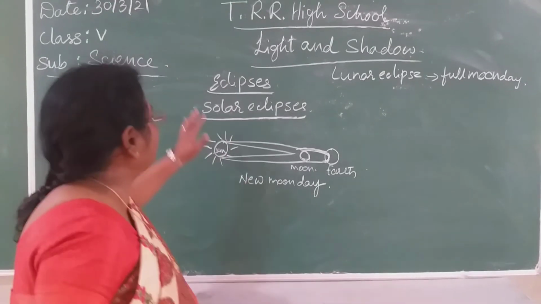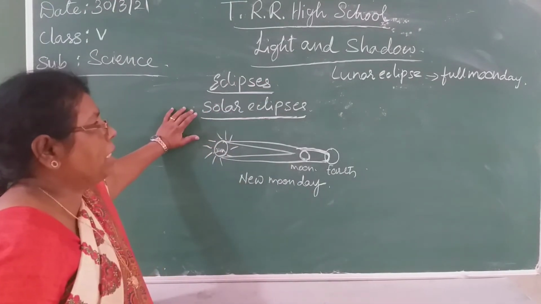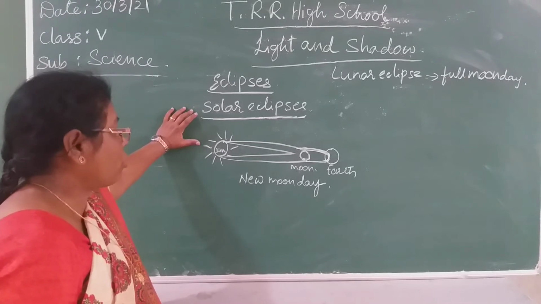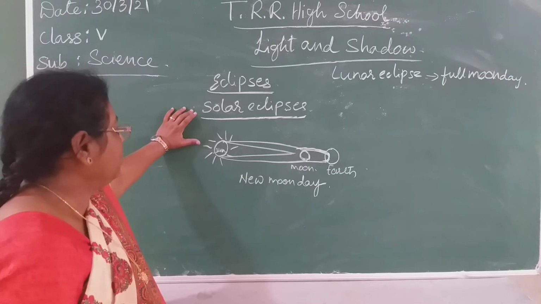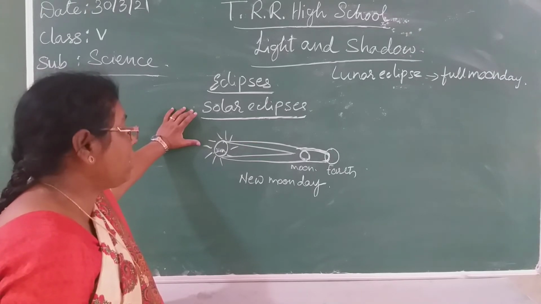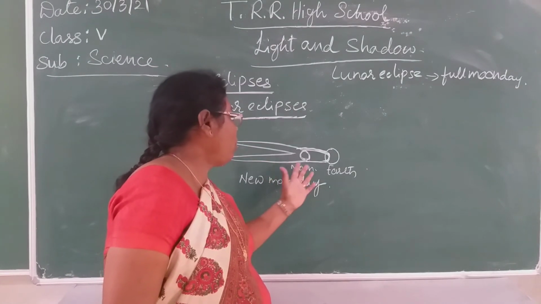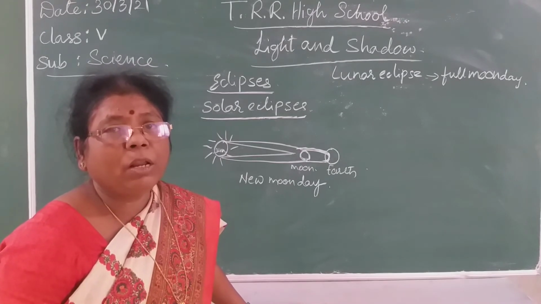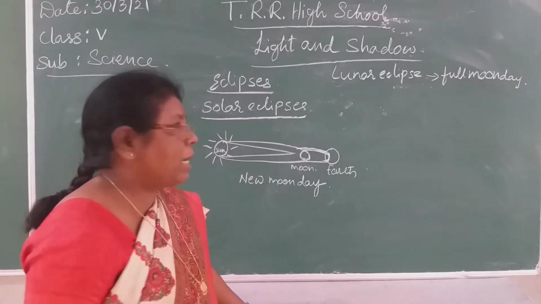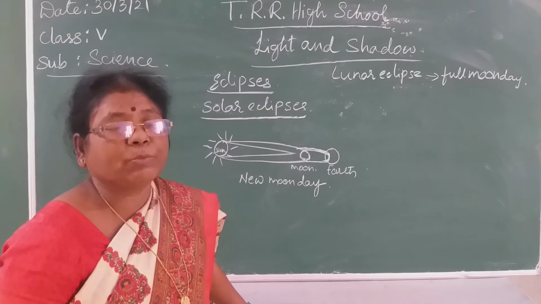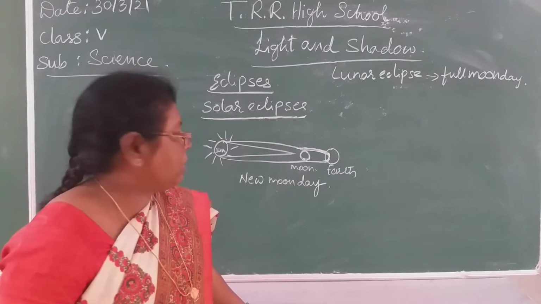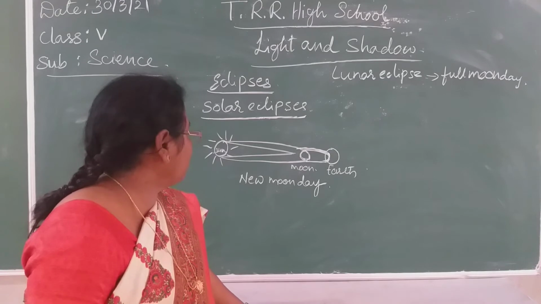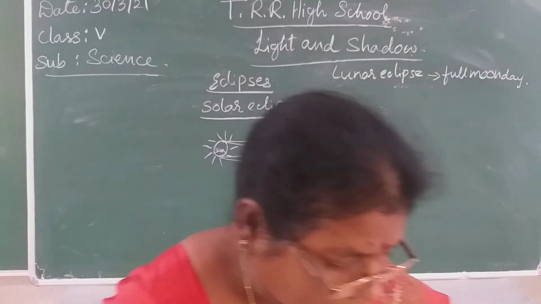There are two types of eclipses, lunar eclipse and solar eclipse. Lunar eclipse occurs on full moon day and solar eclipse occurs on new moon day, isn't it? The moon comes between the sun and the earth and the shadow of the moon falls on the earth, and when it covers the full earth, it is called a total solar eclipse. When some part of the earth is covered by the moon, then it is a partial solar eclipse. It occurs on a new moon day. So this is about the eclipses.